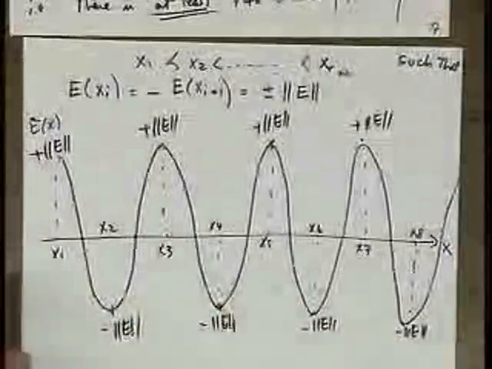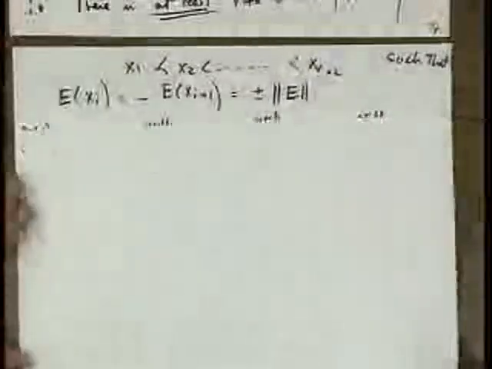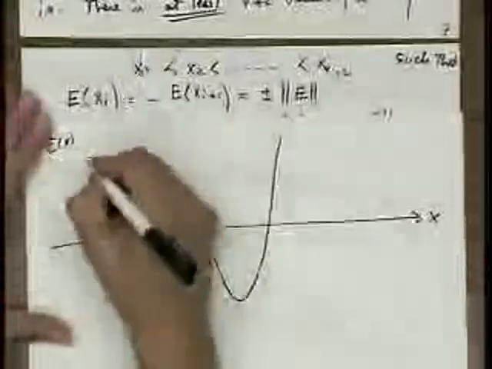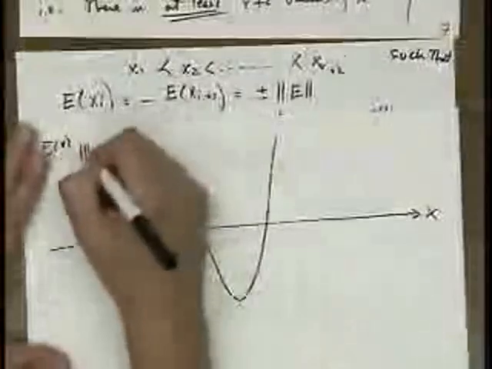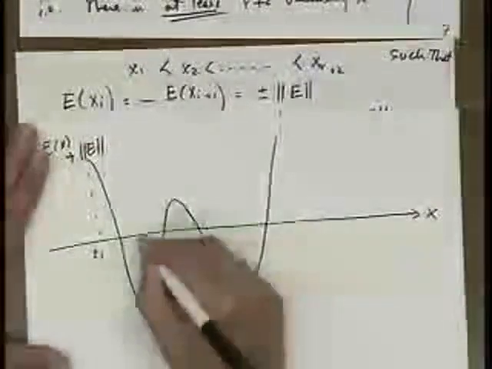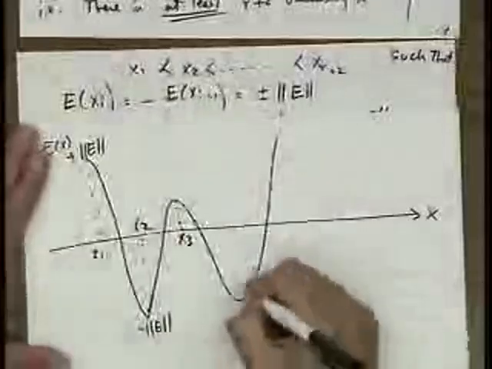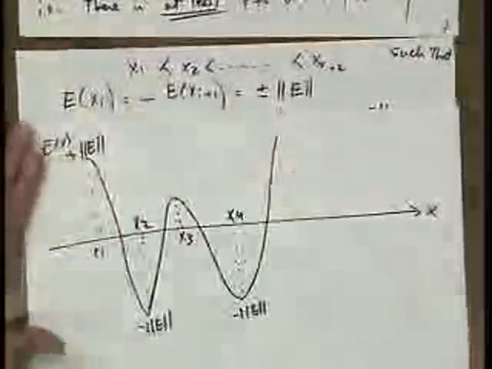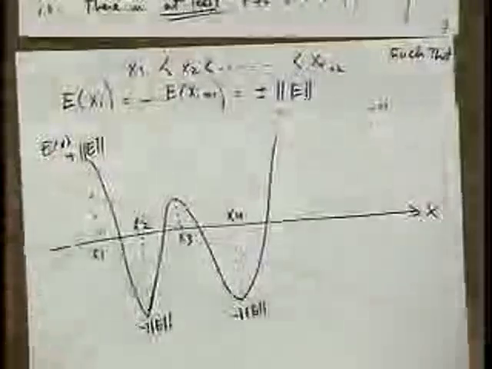Again, the consequence of this alternation theorem is that E of X cannot, for example, look something like this. We call this X1, and it achieves plus norm E, and let's say X2 achieves minus norm E, and X3, it didn't achieve plus norm E. X4, it achieves minus norm E. The alternation theorem tells you this cannot happen. Let's put a big red cross on it. By the alternation theorem, this cannot happen. Why is that?